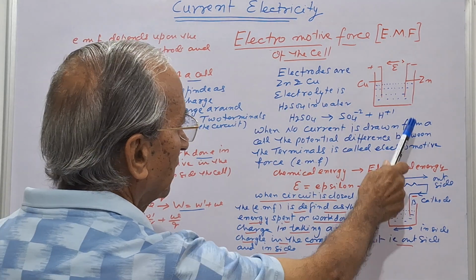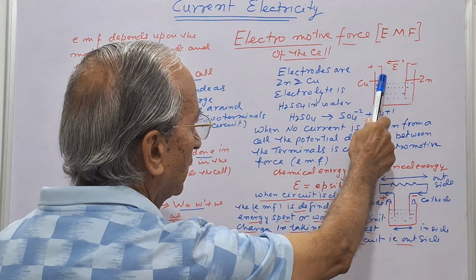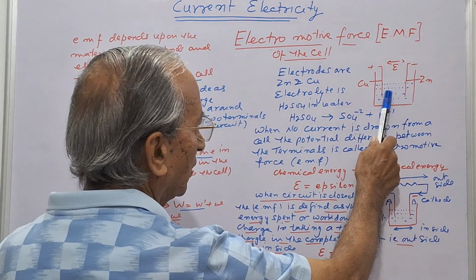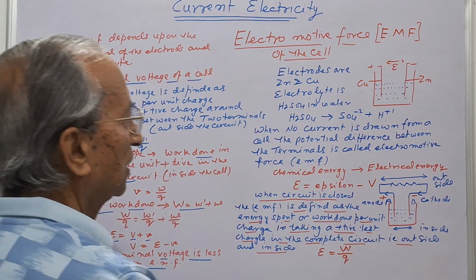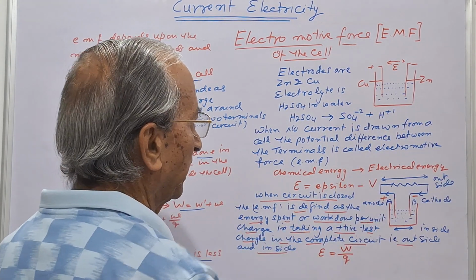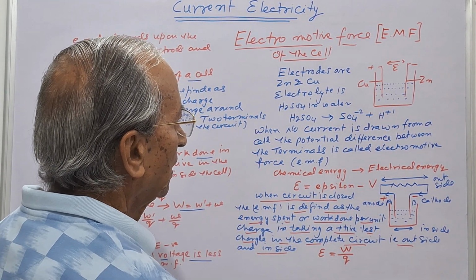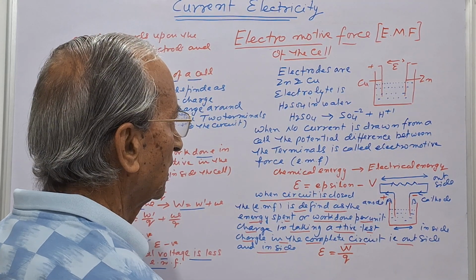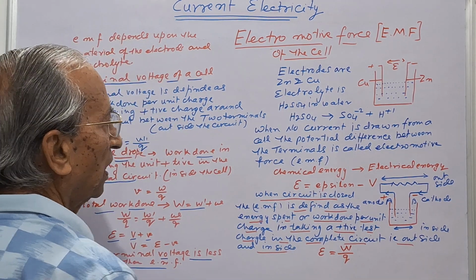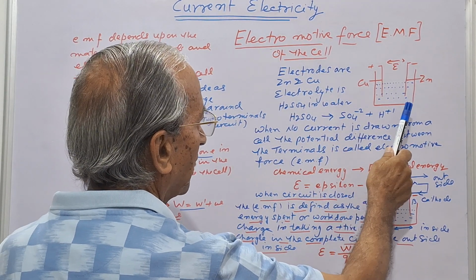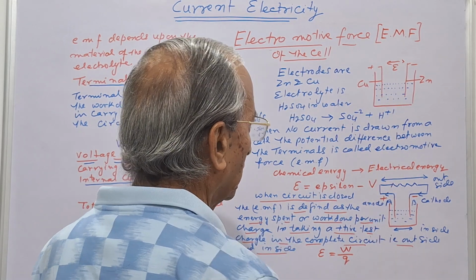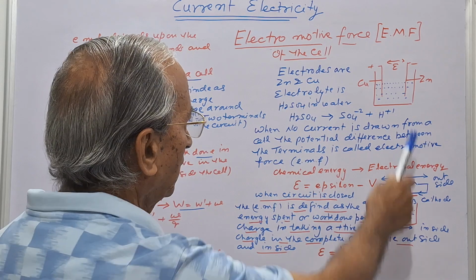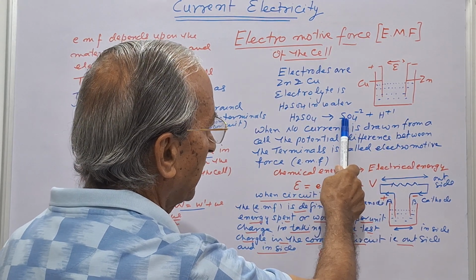You see, a cell has two electrodes of different metals and an electrolyte. This completely forms a cell. Here we take zinc and copper as the two electrodes, and we take sulfuric acid in water as the electrolyte. Now in water, this sulfuric acid breaks into sulfate ions and hydrogen ions.